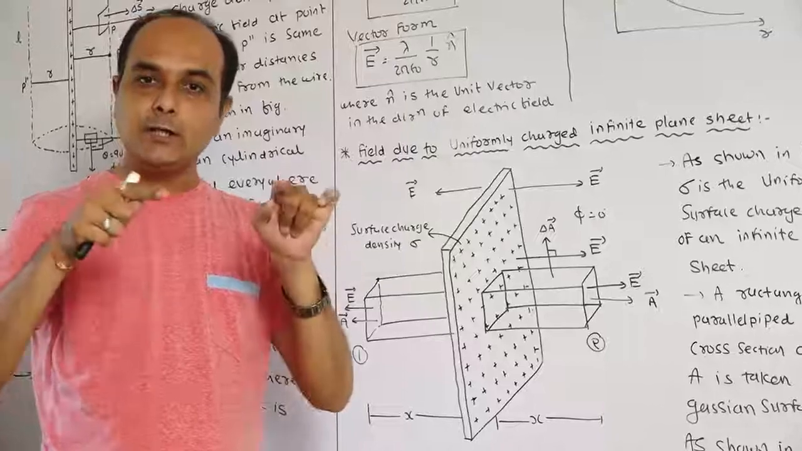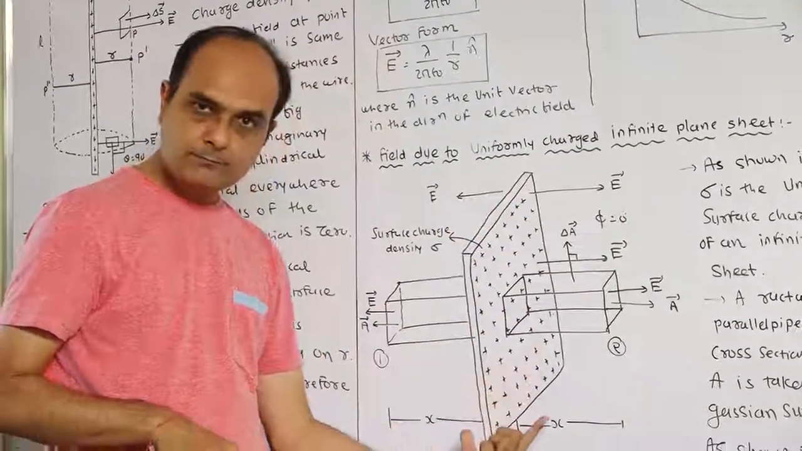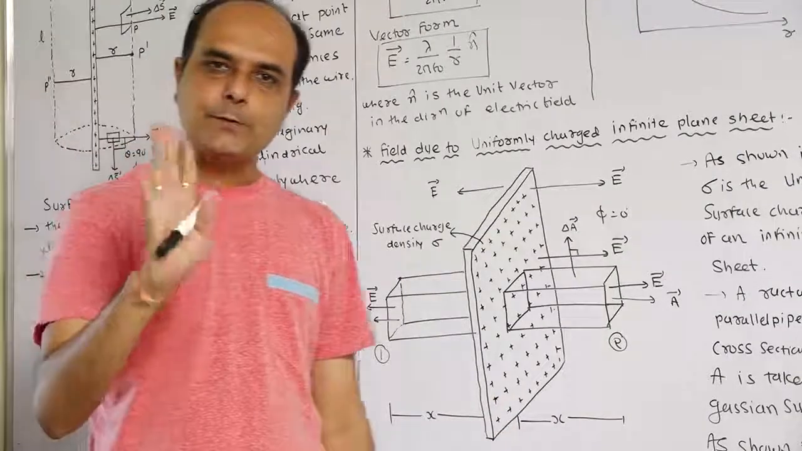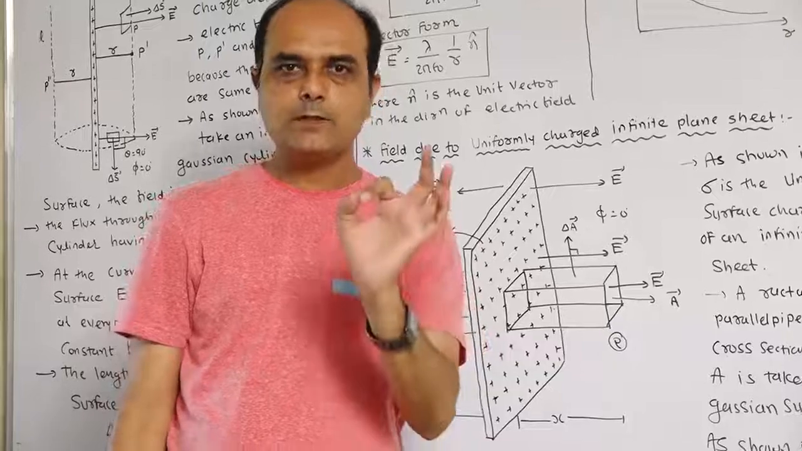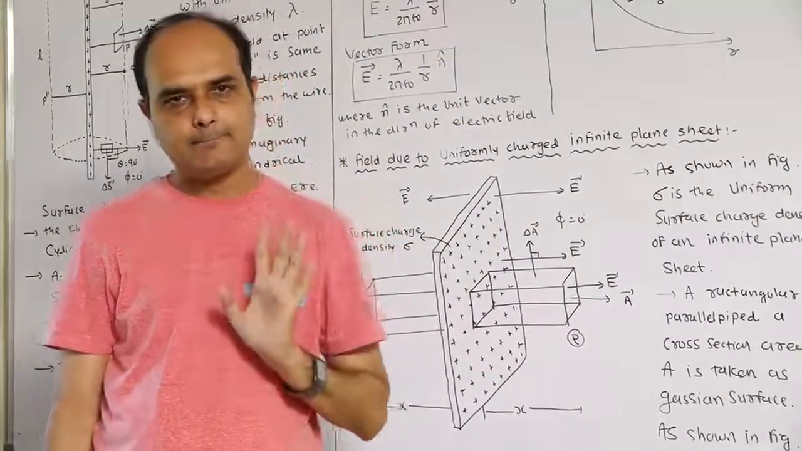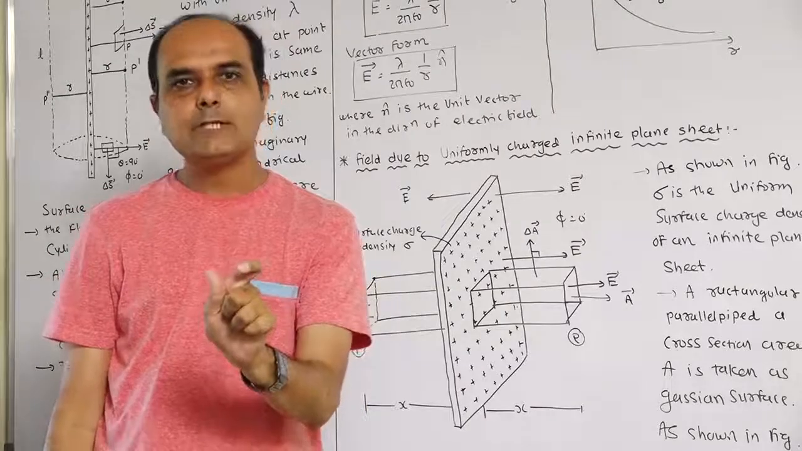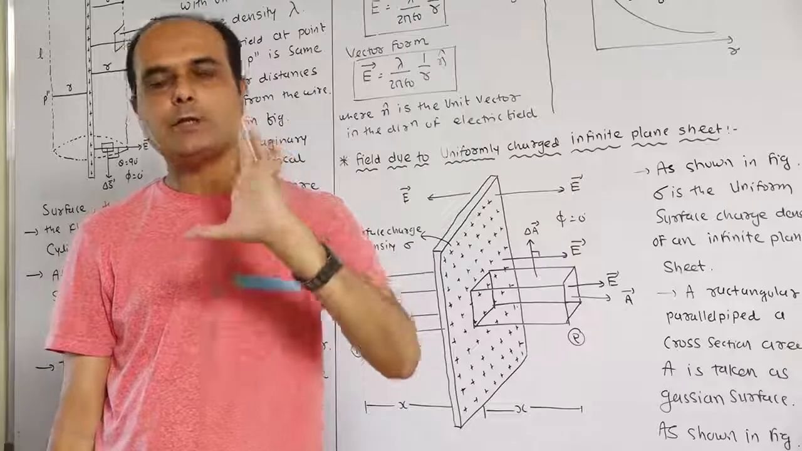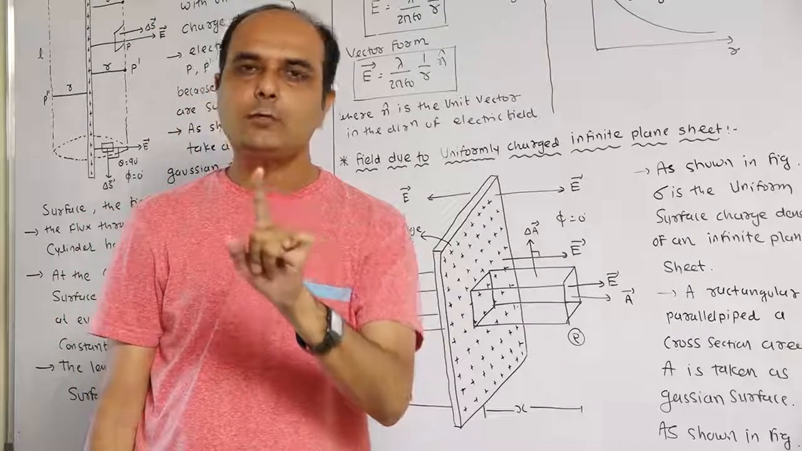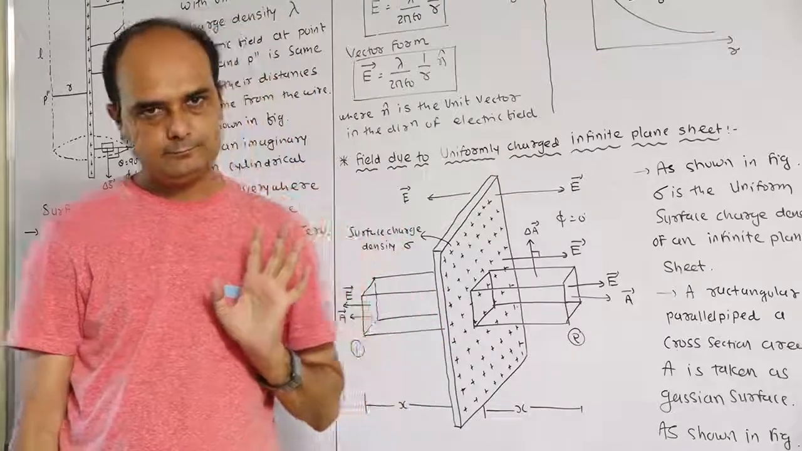To calculate the electric field E due to this charge plane sheet, we are using which theorem? Gauss theorem. Again, two equations can be used. First equation, flux phi is equal to vector E dot vector delta S. And another equation, flux phi is equal to Q by epsilon 0. This whole theory depends upon these two equations. By using these two equations, we can derive this answer.